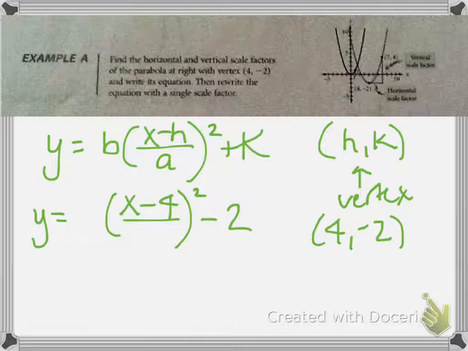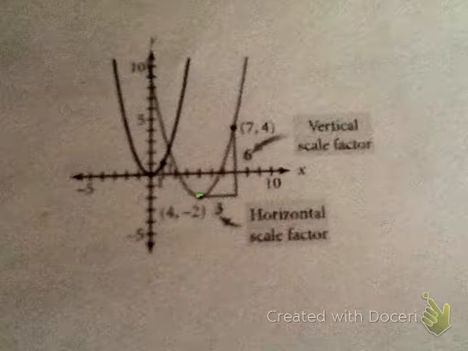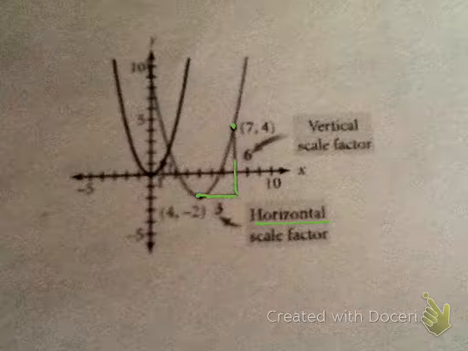So then I use this graph over here to find the horizontal and vertical scale factors. I made a bigger version of that, not that it's much clearer, but at least it's a little bit bigger for me to write on. We start at the vertex and pick another point on the graph, and then we count how much up and over. When we go over, that's our horizontal scale factor, and when we go up, that's our vertical scale factor. So going over from 4 to 7, that's a horizontal scale factor of 3, and up from -2 to 4, it's a vertical scale factor of 6.